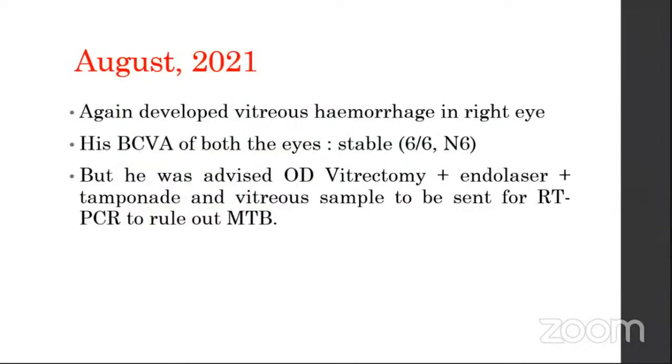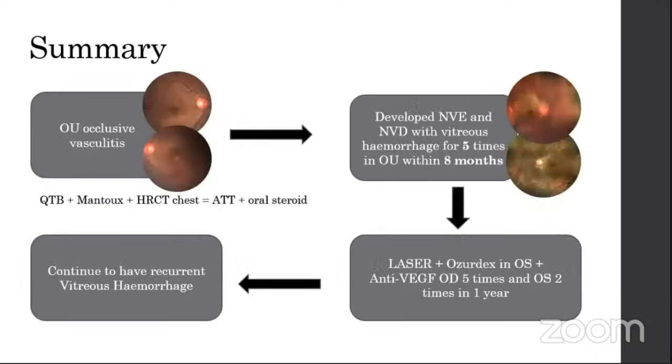So we decided to wait and watch. But in August, he again developed vitreous hemorrhage in right eye. His best corrected visual acuity of both the eyes was stable. It was still 6/6 in both eyes, but he was advised right eye vitrectomy with endolaser and tamponade. And we planned to send the vitreous sample for RT-PCR to rule out MTB.